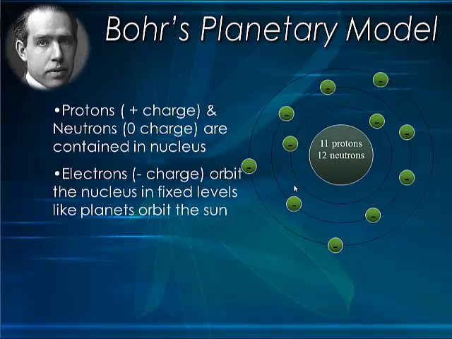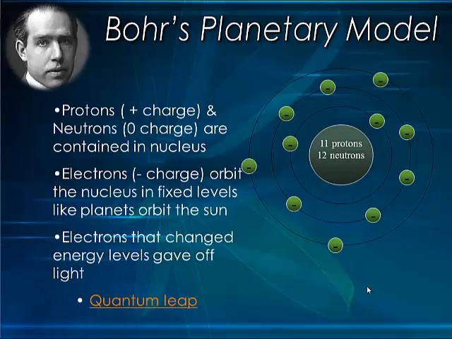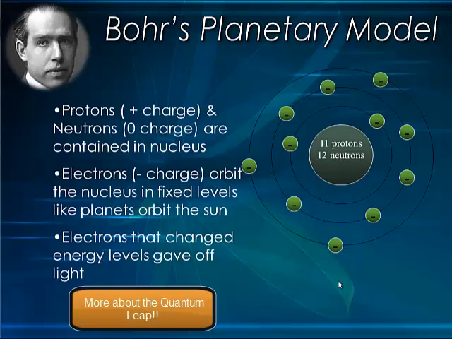So you can see here we have these orbits that the electrons for each atom would follow, and each of these orbits had different energy levels, and the further away you got from the nucleus, the higher that energy level was going to be. But when those electrons changed energy levels, they gave off light, and Bohr referred to that as a quantum leap. And you're going to see a link pop up in a moment for you to take a look at what a quantum leap was and how it works.